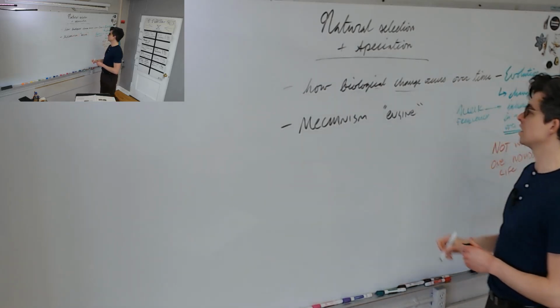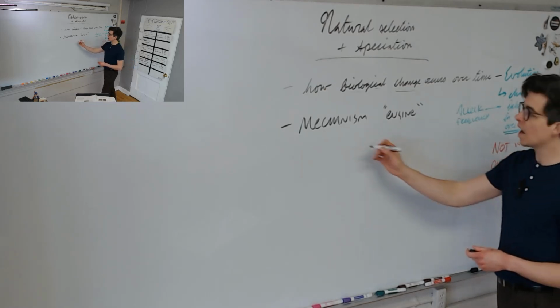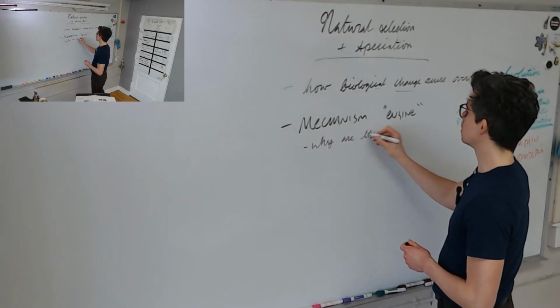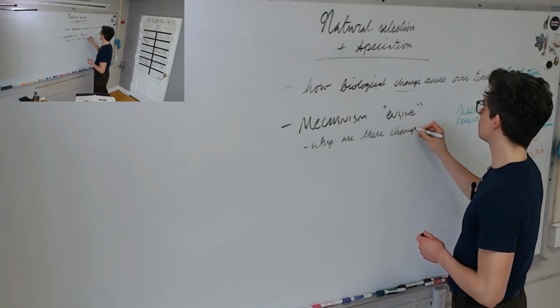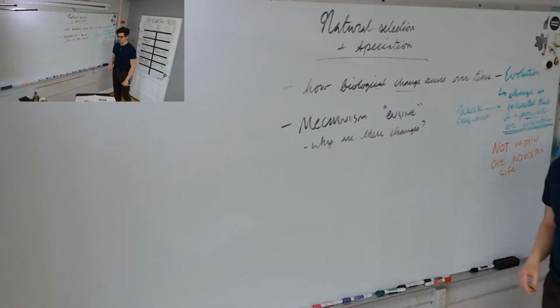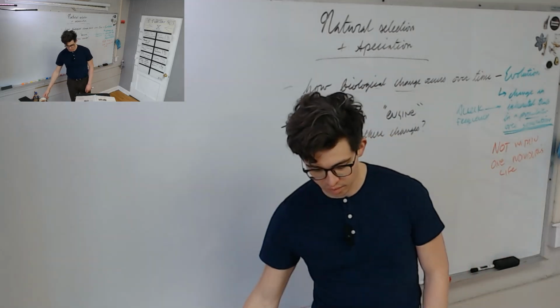How does that actually happen? Why are there changes? What is causing the change that happens in these populations over time?